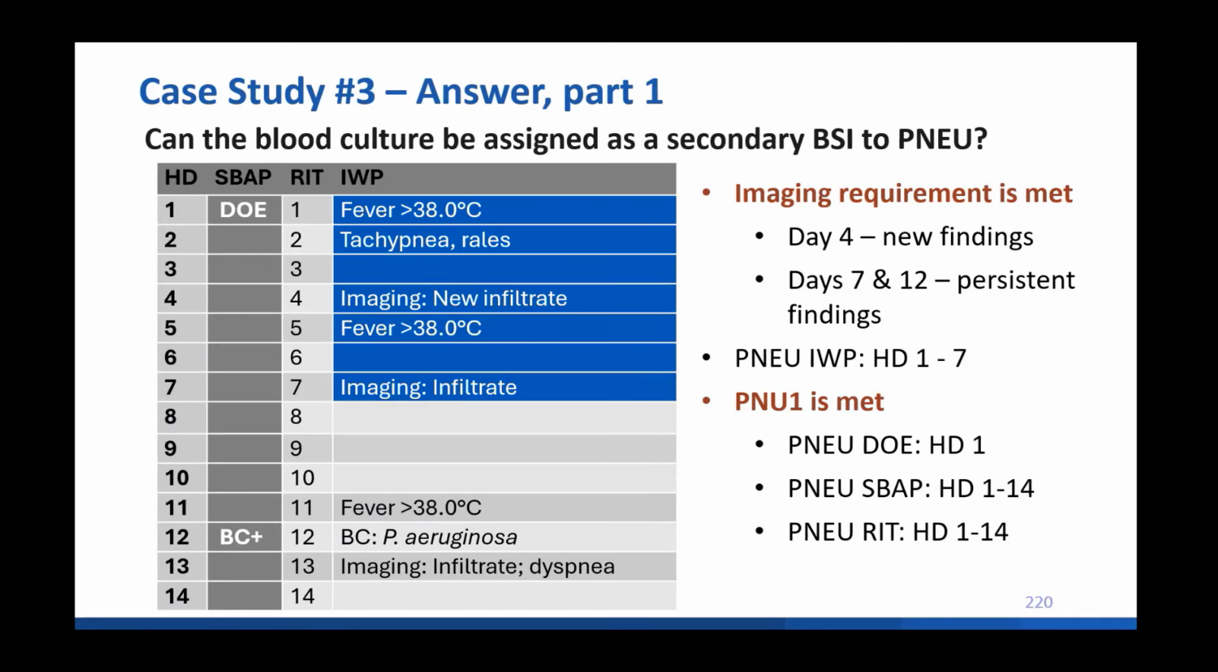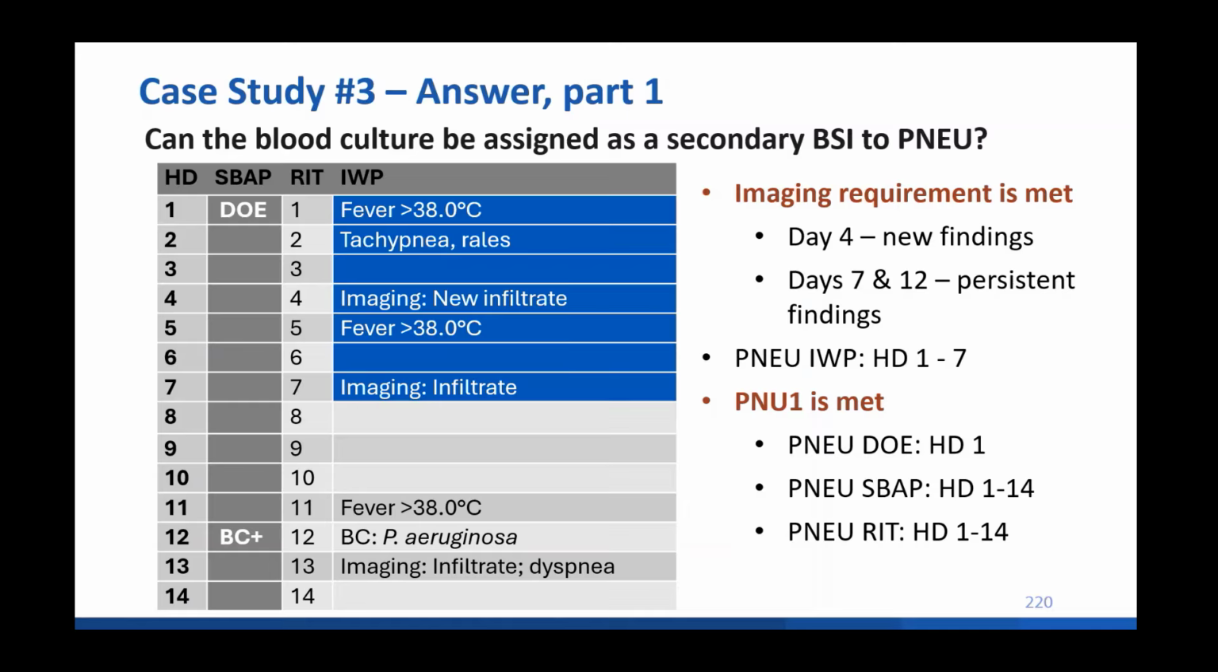Pretend it is. The day 4 imaging test sets a pneumonia 1 infection window period from day 1 through day 7, during which pneumonia 1 is met with the day 1 fever and day 2 tachypnea and day 2 rales. The date of event is day 1, which sets a pneumonia secondary BSI attribution period from day 1 through day 14, and a pneumonia repeat infection timeframe from day 1 through day 14.